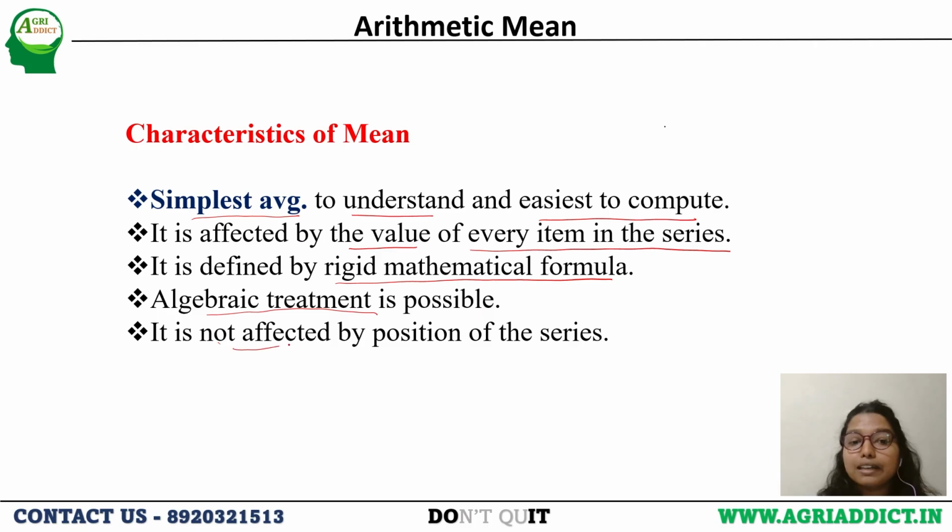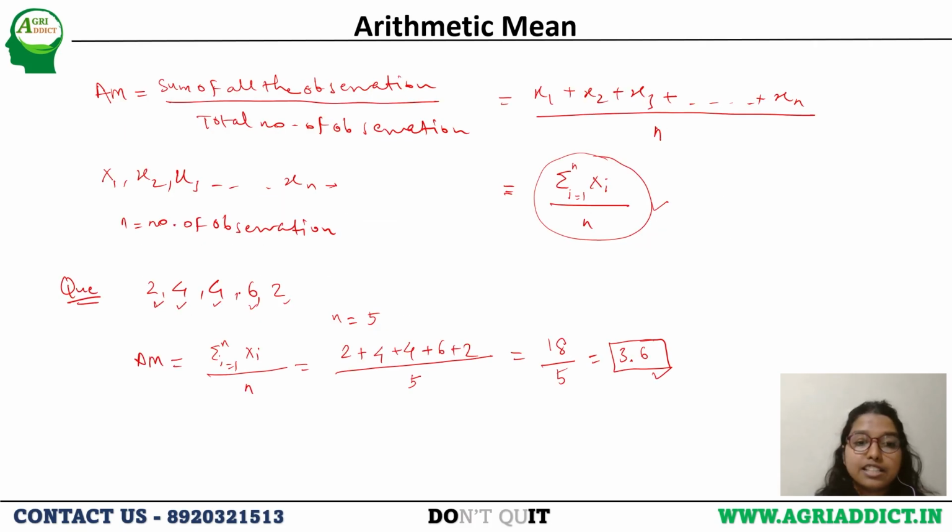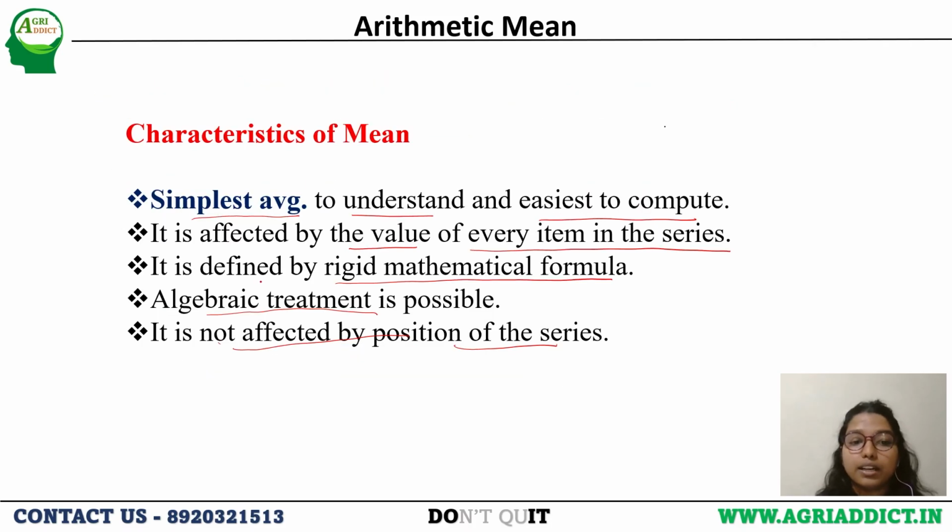It is not affected by the position of the series. Here, if we change the position of the data, the summation will not differ. It will come to 18 only. So it is not affected by the position of the series. Just like in median, which is affected by position, which we will study in the next slide. The mean is not affected by position, but the median is affected by position.